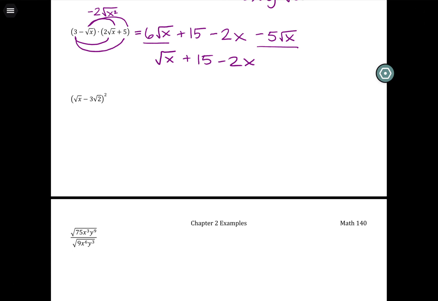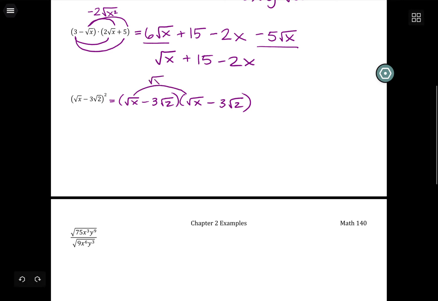Okay, one more like that. This is really just to remind you to be on your best behavior about distributing. Powers don't distribute across subtraction or addition, right? Exponents and addition, subtraction don't play nice. So we're going to go ahead and say, okay, well, this means root x minus 3 root 2 times root x minus 3 root 2. And we're going to FOIL. My first is root x times root x, which is root x squared, which is just an x.